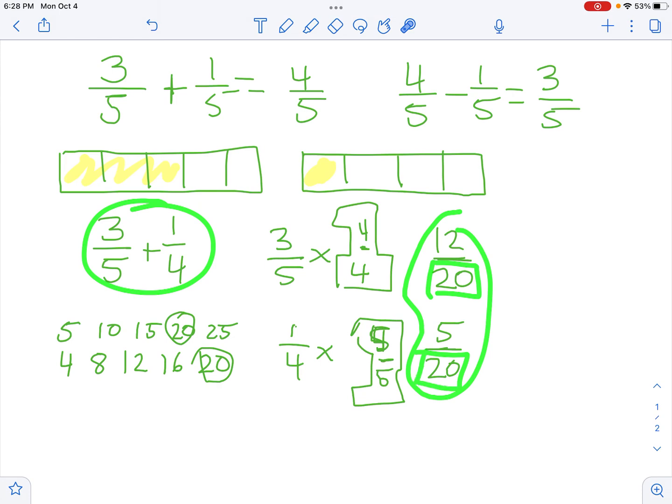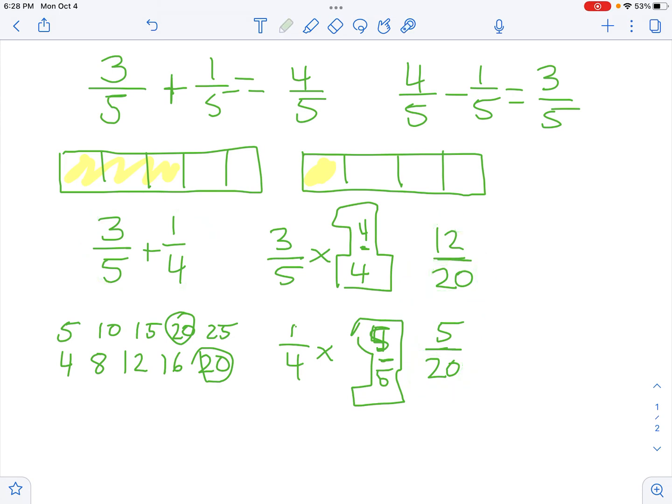Both of them have a denominator of 20, so we can add the numerators, and we would get 17/20. So the answer to the problem, 3/5 plus 1/4, is 17/20. Now we would have to reduce that if it were not in lowest terms.